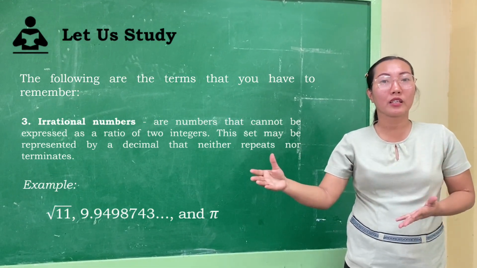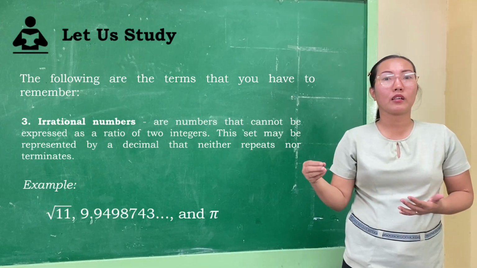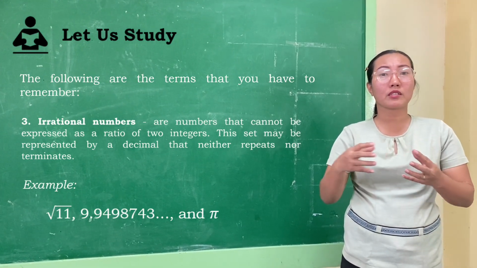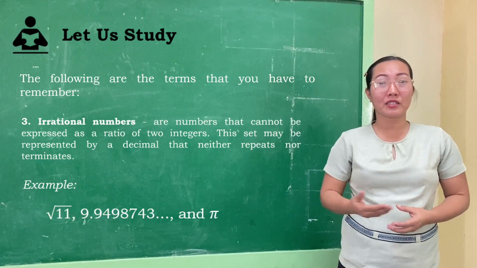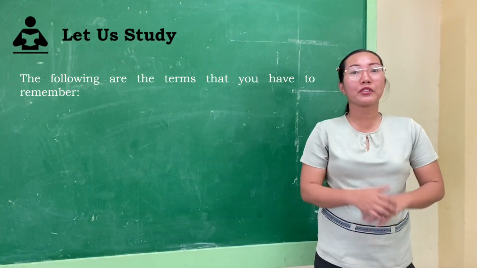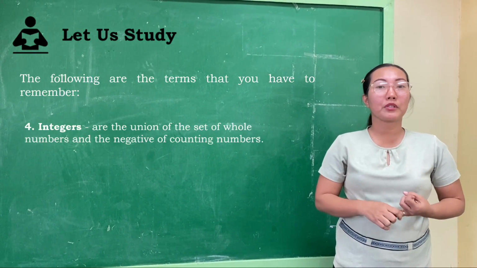As you can see, in the decimal places, there is no number that is repeatedly calculated, and at the same time, there is no pattern. That is why pi is also considered as an irrational number. Under the rational numbers, we have these integers, whole numbers, and counting numbers.